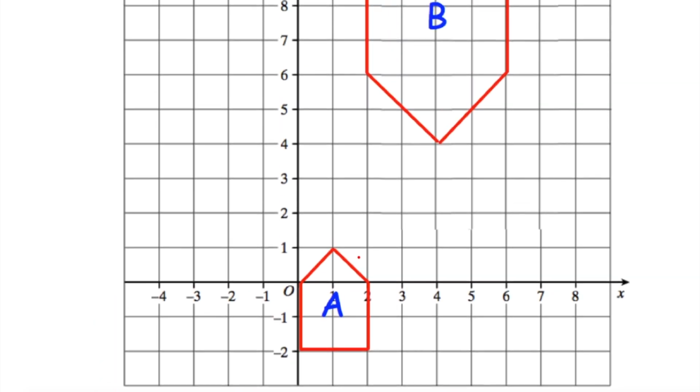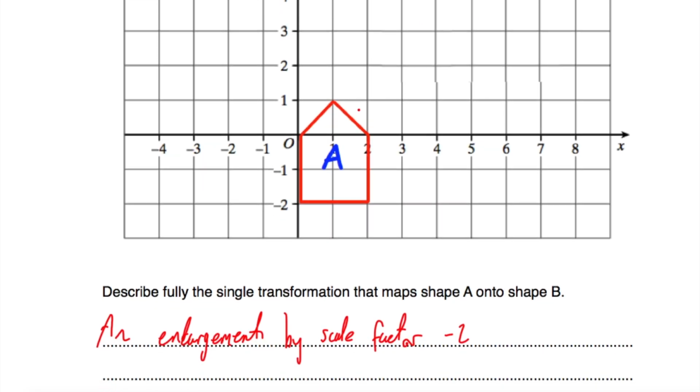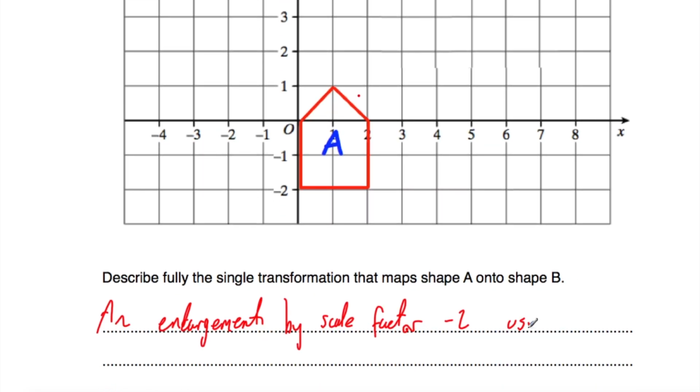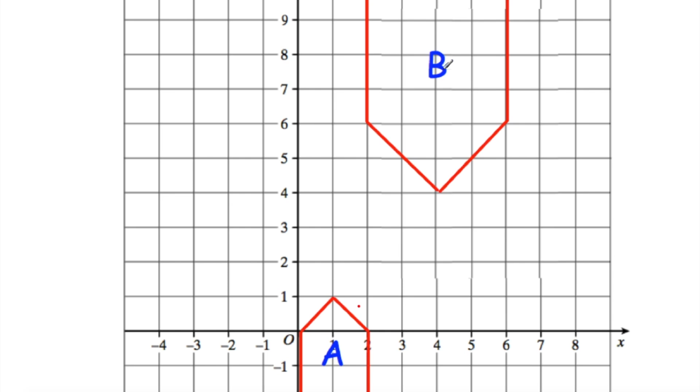But remember, we need to write down where the center of enlargement would be. So let's write that down using center of enlargement. So we now need to find where the center of enlargement would be. Now, to find where the center of enlargement is, what we need to do is join up the corresponding points. And if we join up the corresponding points, we'll find that those lines intersect at a particular point, and that's where the center of enlargement would be.